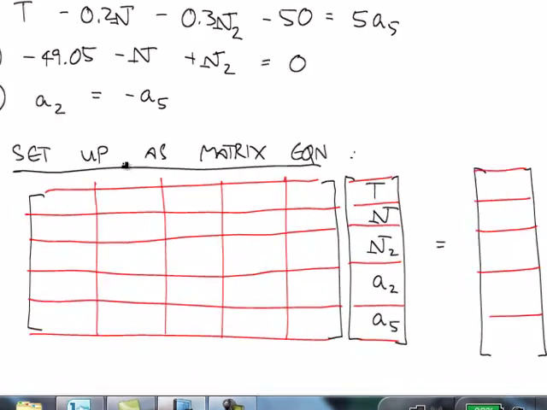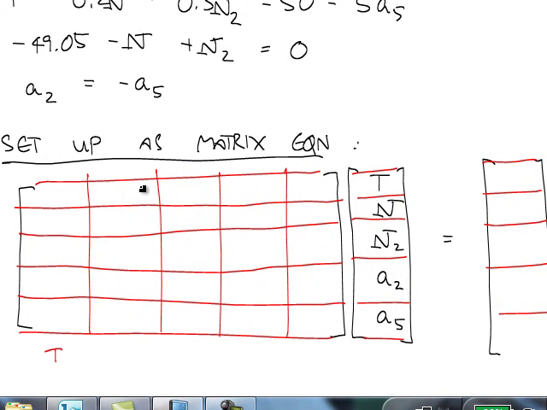In order to do that, recognize that everything here has to be the coefficients that go along with t. Everything in the second column has to be the coefficients that go along with n. Coefficients of n2, coefficients of a2, coefficients of a5.